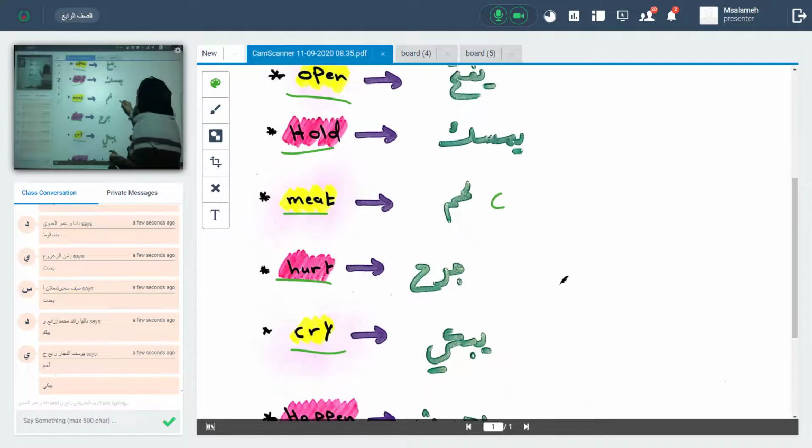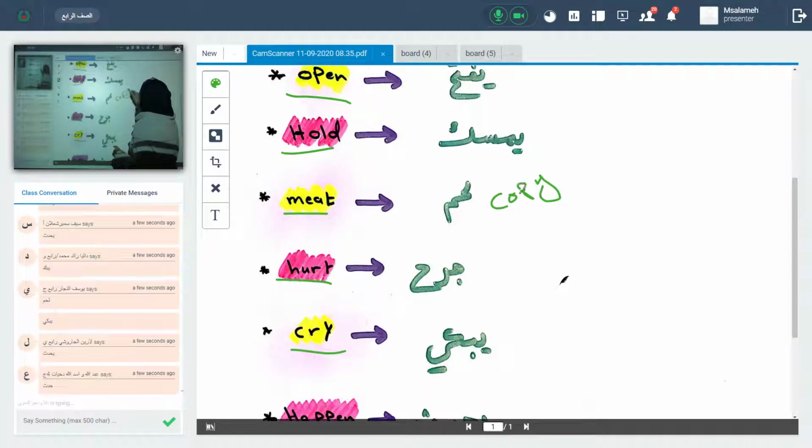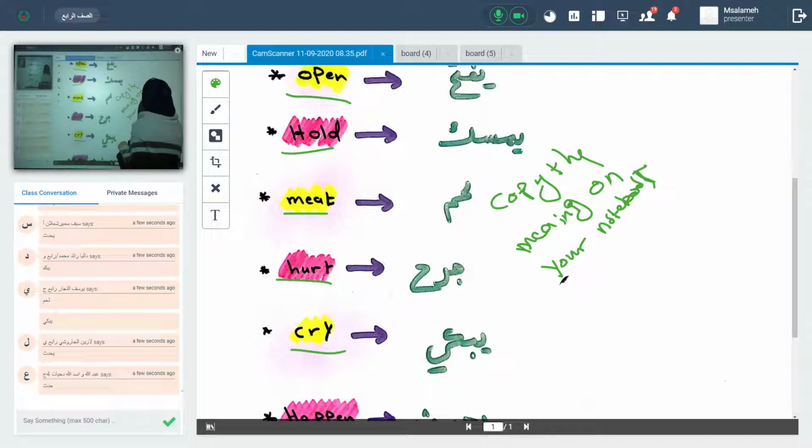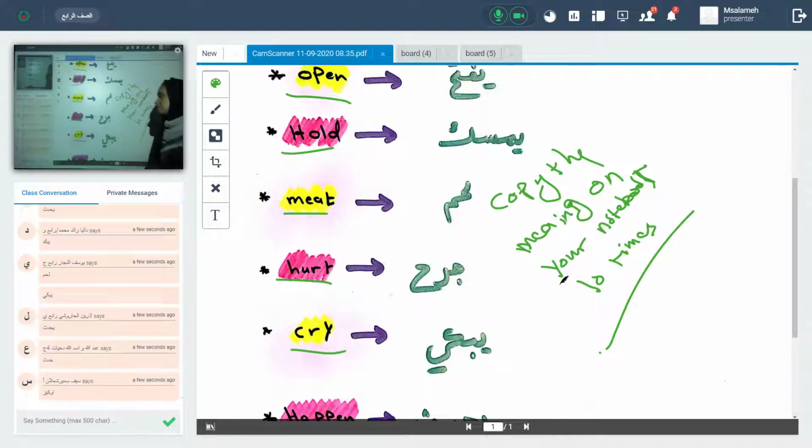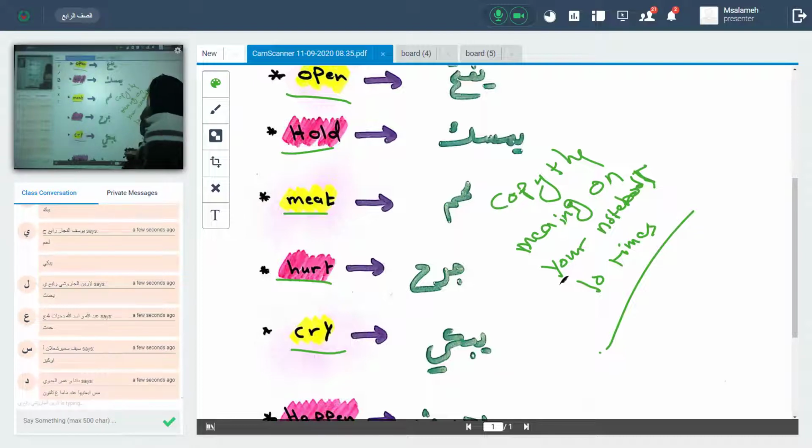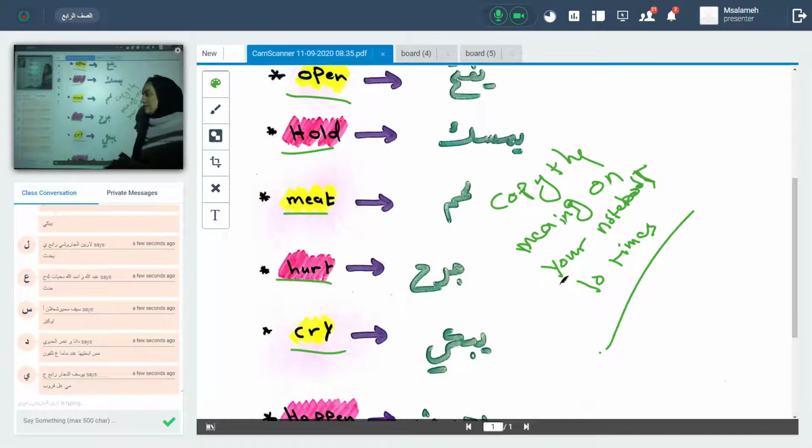So, copy the meanings on your notebook, okay, on your notebook. Ten times, okay. تنسخ هذول الكلمات على الدفتر. تمام. Ten times, 10 times. Don't forget it, please. تمام. Okay. هذول المعاني copy this meaning on your notebook. تمام 10 times please. وراح أبعث لكم إياهم على الواتساب، ما تخافوا، هذا اللي راح أبعث لكم إياه PDF، ننسخهم تمام يا رابع.